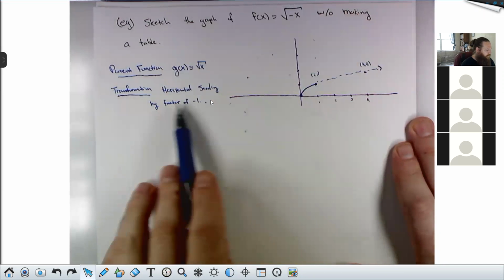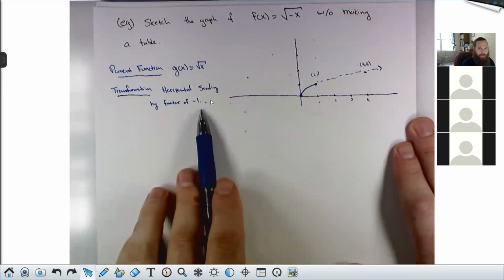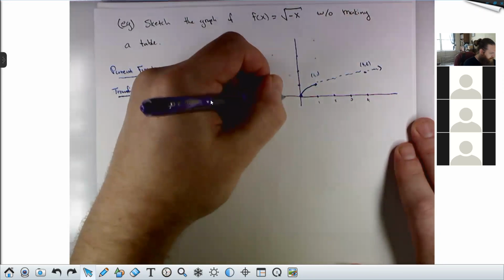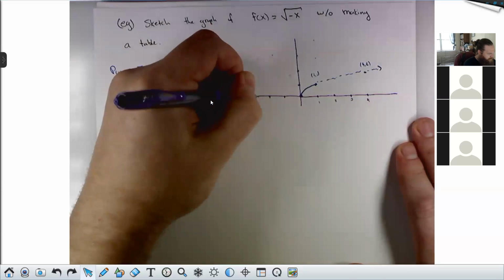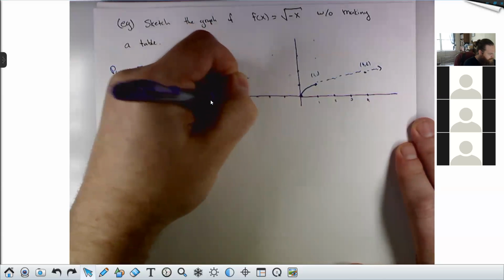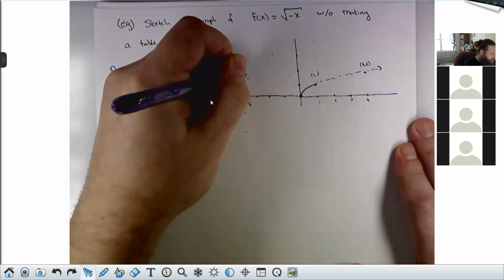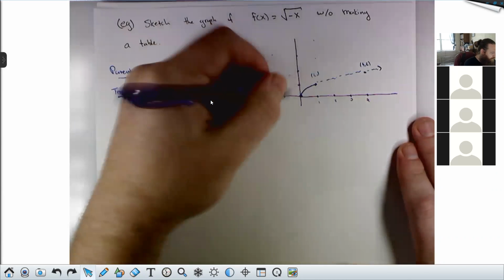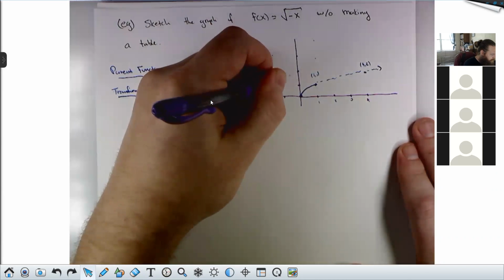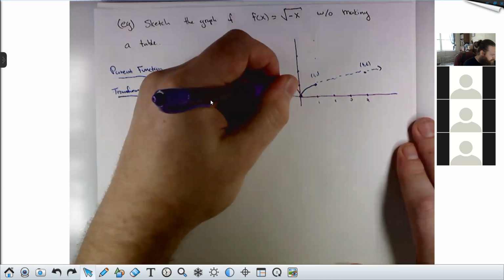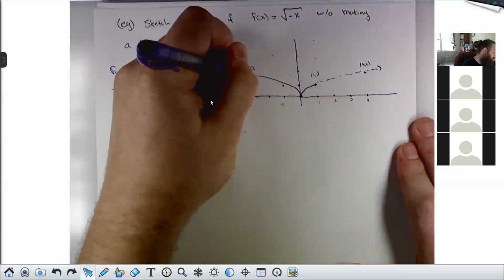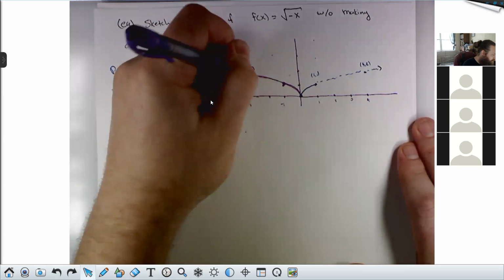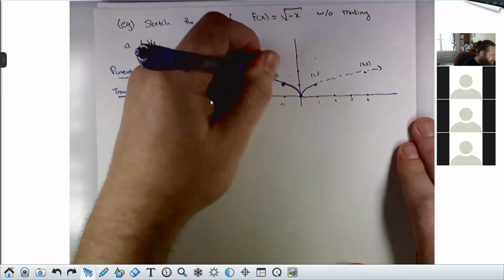If you multiply all of those x values by -1, (4, 2) becomes (-4, 2). (1, 1) becomes (-1, 1). And (0, 0) stays (0, 0). So here's the graph of the transformed function. Nice big points here.